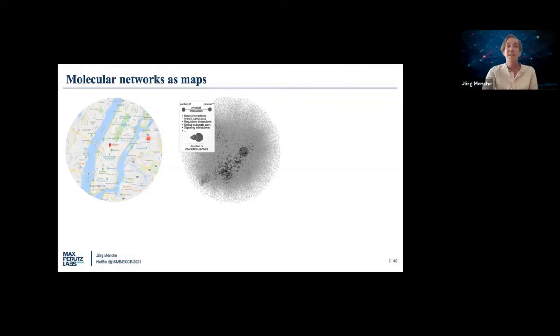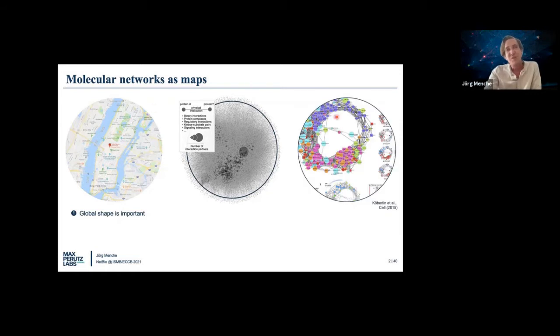The first one is that global shape is important. So I'm sure that you recognize Manhattan, this Manhattan Island, just by its shape, and also molecular networks have a global shape. So for instance, this is a beautiful example where this very peculiar circular global shape is related to processes of inflammation and the return to homeostasis.